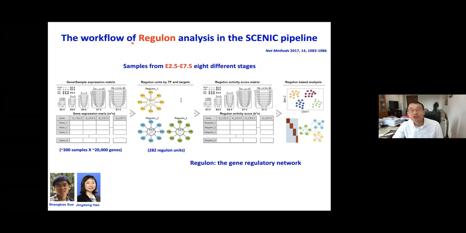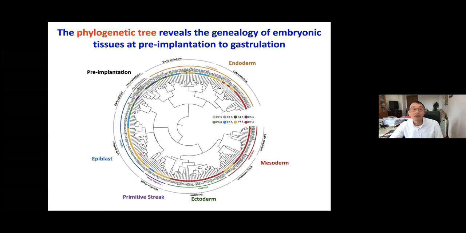And we also use a pipeline of Regulon analysis. A Regulon is one TF and its downstream targets together. We are using 200 samples with more than 20,000 genes, and we have more than 280 Regulons. With this Regulon activity, we do further analysis. Then you can see the 3 germ layers are well represented: ectoderm, mesoderm, endoderm, and also pre-implantation and epiblast.